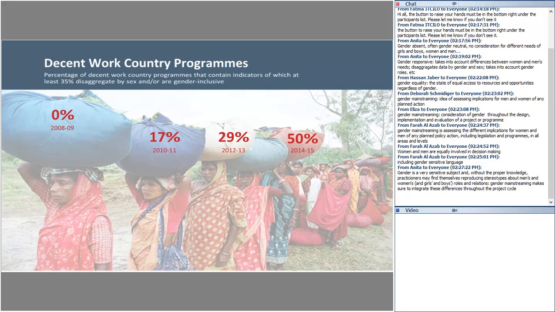We actually achieved 17% of decent work country programs that met that pretty ambitious indicator, I would say. In 2012-13, 29%, almost 30%, almost critical mass of decent work country programs were considered to be gender responsive. And I'm really, really pleased to say that in the last biennium, 2014 to 2015, 50% of decent work country programs were considered to be gender responsive vis-a-vis the indicators. So we can do this.